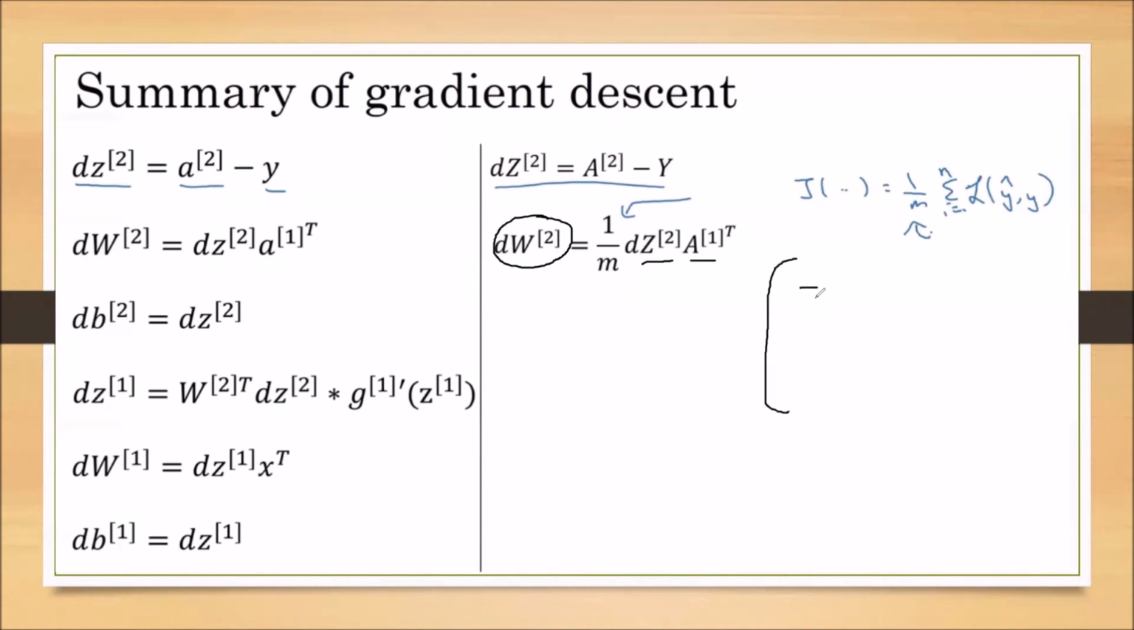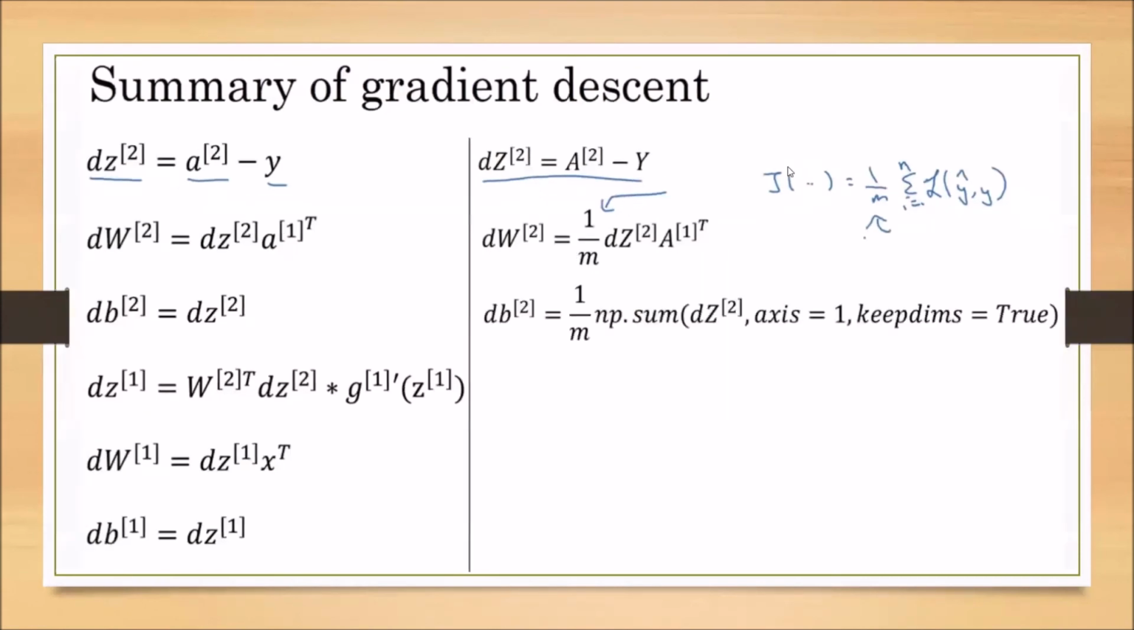A1 is a matrix where the number of rows is the number of activation units and the number of columns is the number of training samples we are giving. Why are we writing 1 by M? We want to find the average. That's why we are writing the M. Next, now DB. DB means directly DZ. We can find the sum.